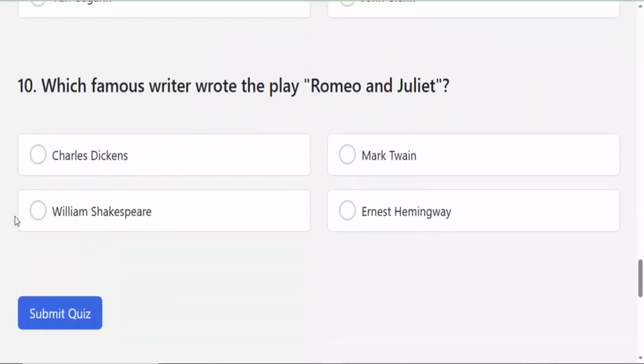Which famous writer wrote the play Romeo and Juliet? A. Charles Dickens. B. Mark Twain. C. William Shakespeare. D. Ernest Hemingway. Correct answer, C. William Shakespeare.